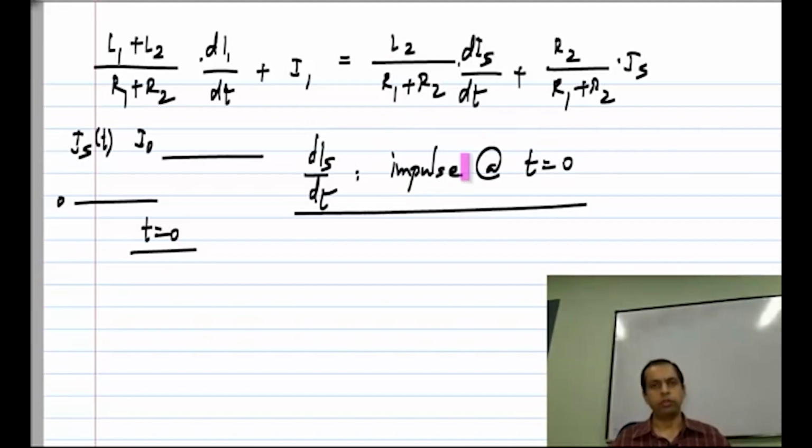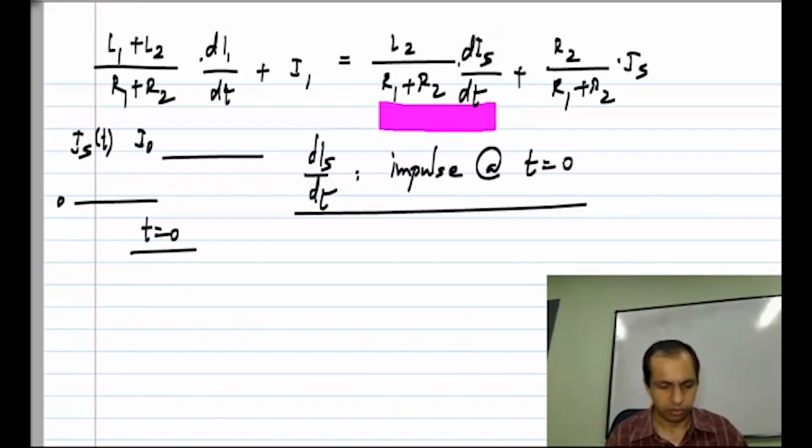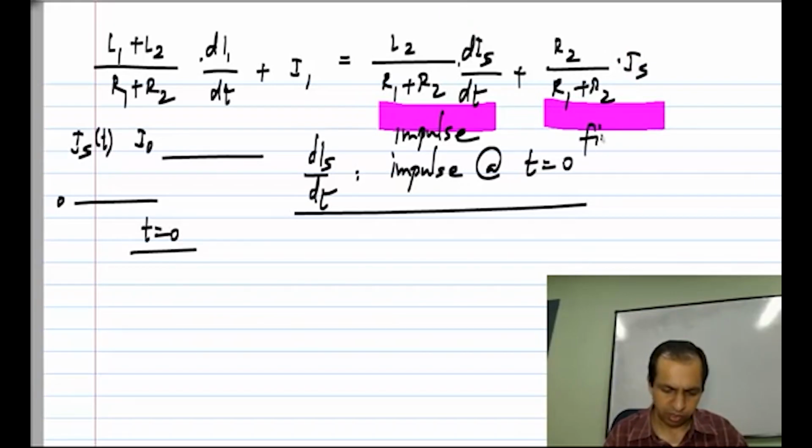Now, I do not want to introduce impulses into our calculation, and it is not necessary also. Just to find out what we want, we can simply appreciate the fact that this first derivative of Is is an impulse, whereas this quantity which just has Is is finite. This already tells you that this I1 cannot be continuous.